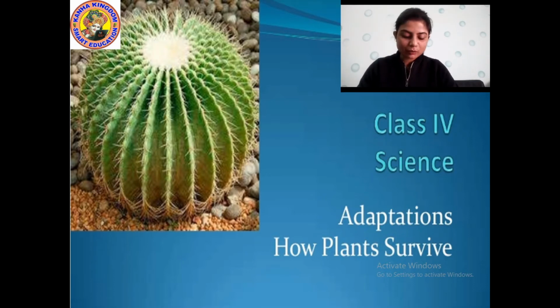We studied about the different types of plants. How many types of plants were there? There were different types of plants. Those were terrestrial plants, aquatic plants, then insectivorous plants, and non-green plants. Yes or no? And in the last class we studied about the terrestrial plants, right?